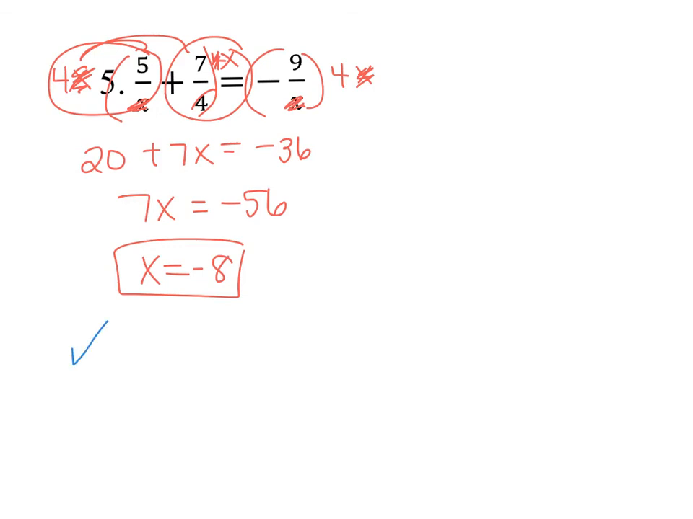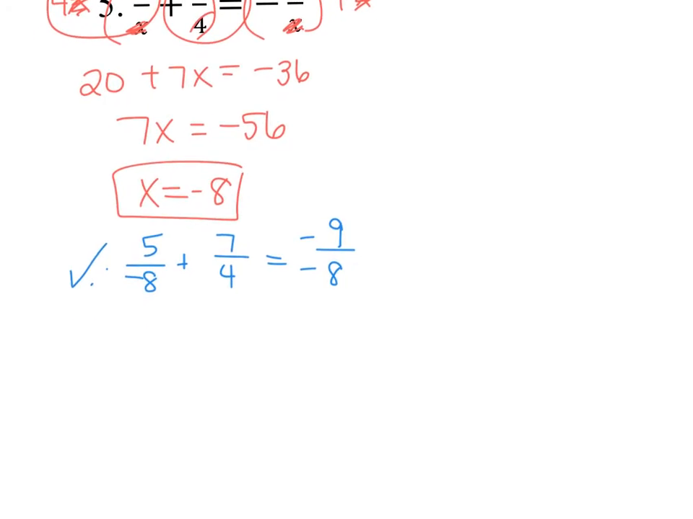If I check my answer, I have 5 over negative 8 plus 7 over 4 equals negative 9 over negative 8, excuse me. So now I'm going to find a common denominator for this term. It's 8, so I've got to multiply the top by 2. I get 14. I'm going to go ahead and move my negative to the numerator. And this equals 9 over 8. So now I have negative 5 plus 14, which is 9 over 8, which equals 9 over 8, which sure enough works.